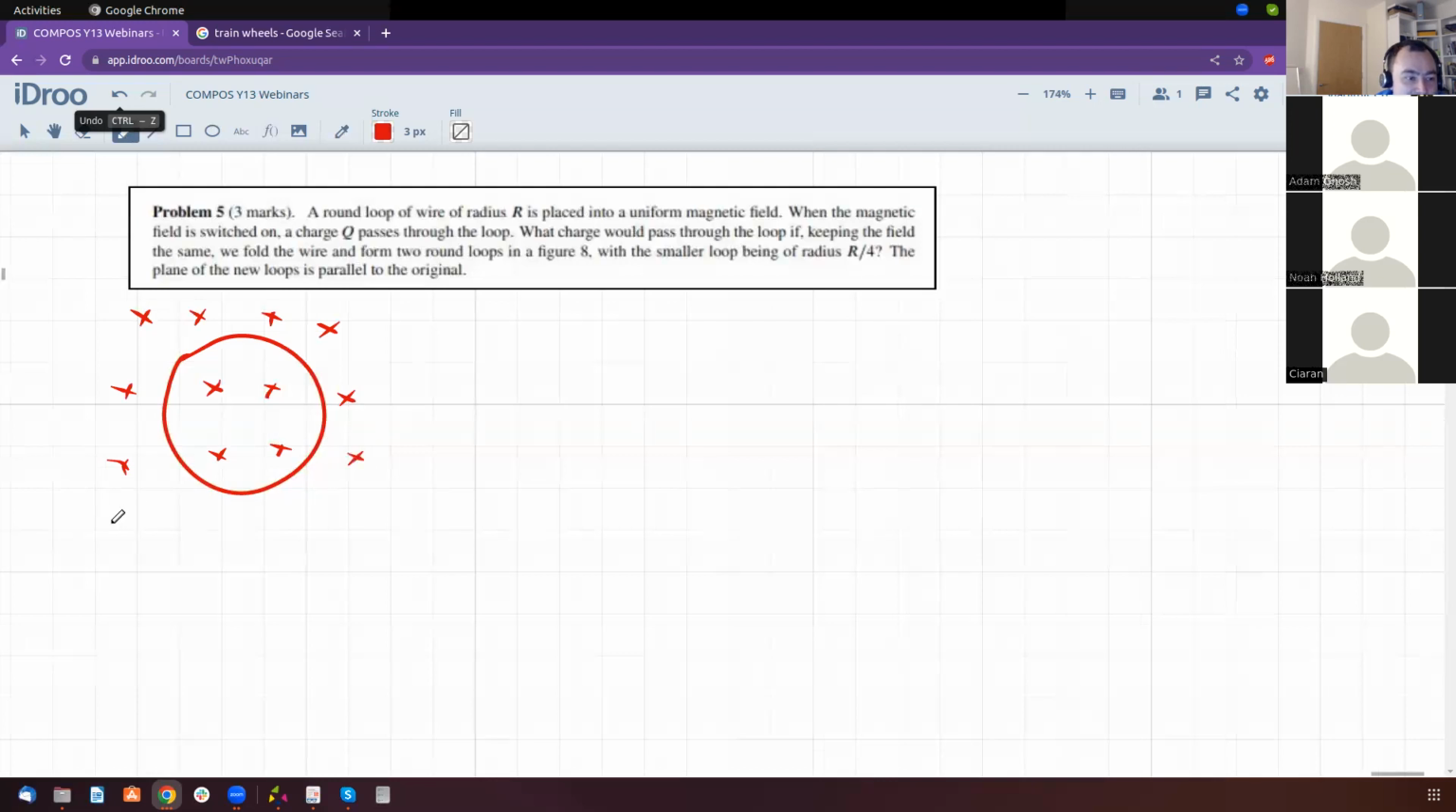When the magnetic field is switched on, so initially there was no magnetic field, it was switched on, and there's a current flowing. So if the magnetic field is going away from us, when it's switched on, which way will the current flow? Clockwise or anti-clockwise?